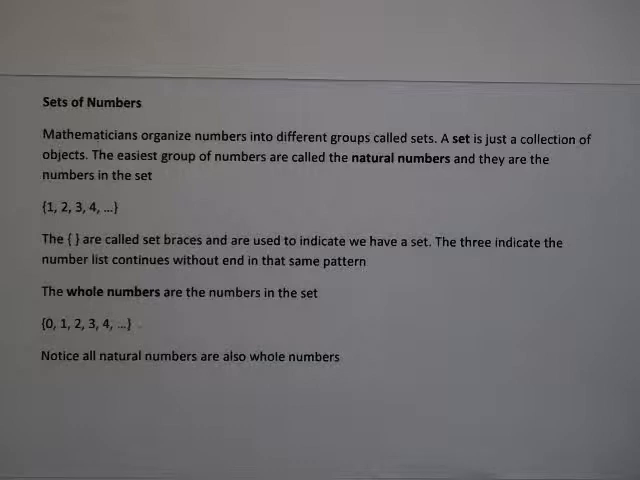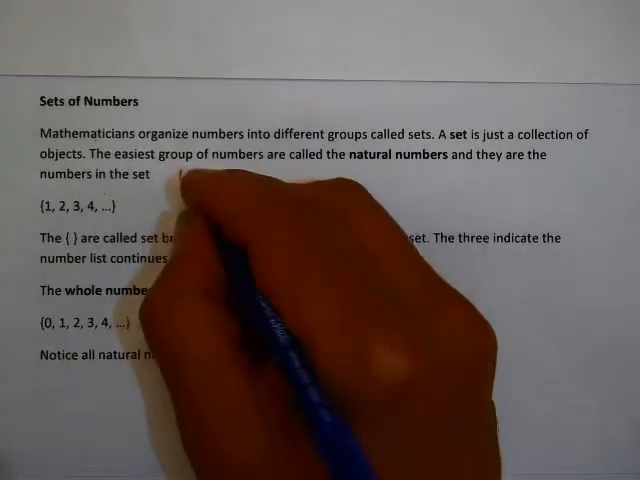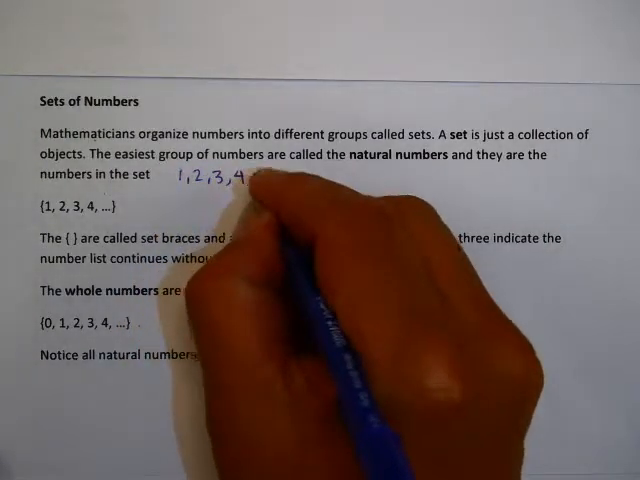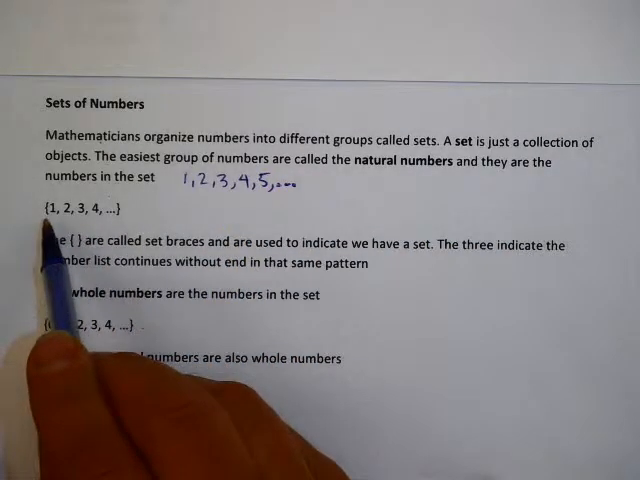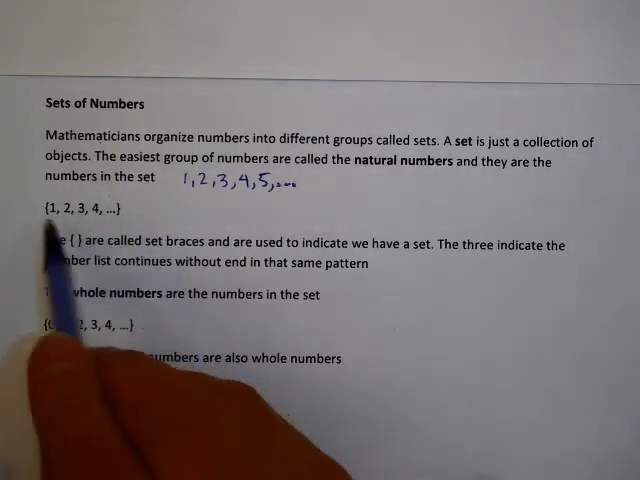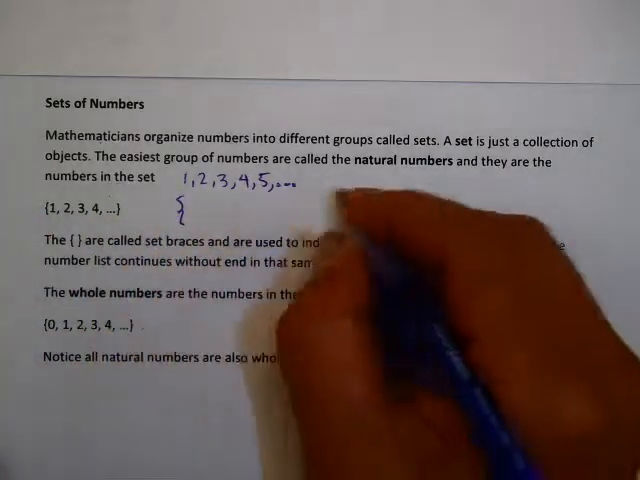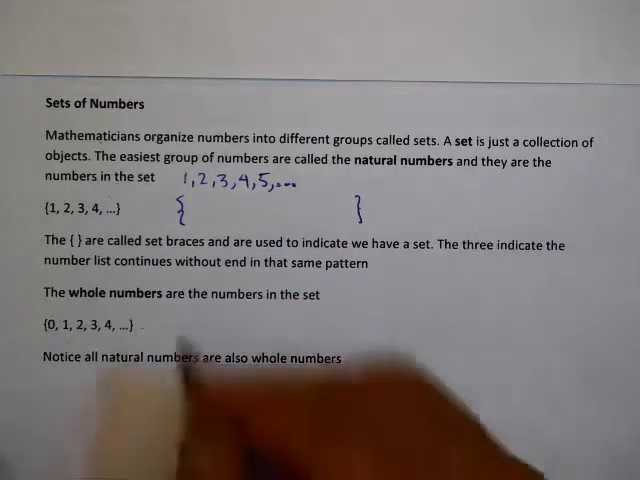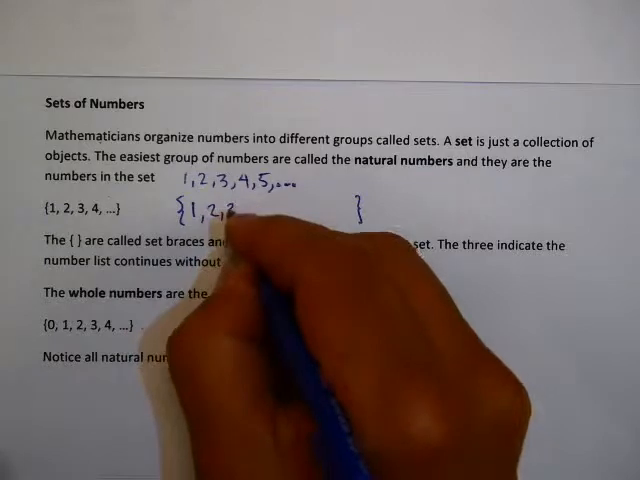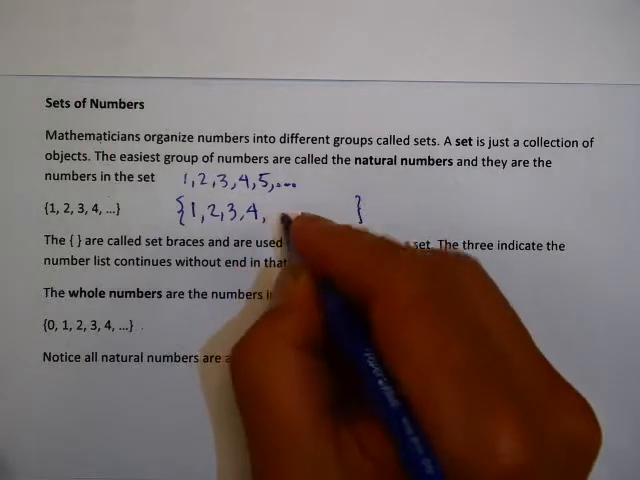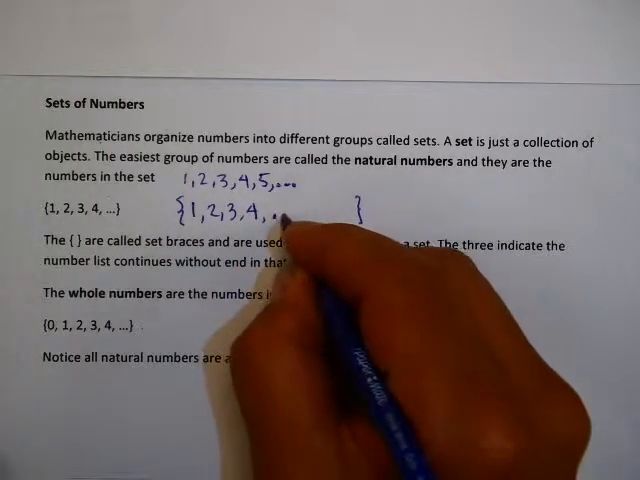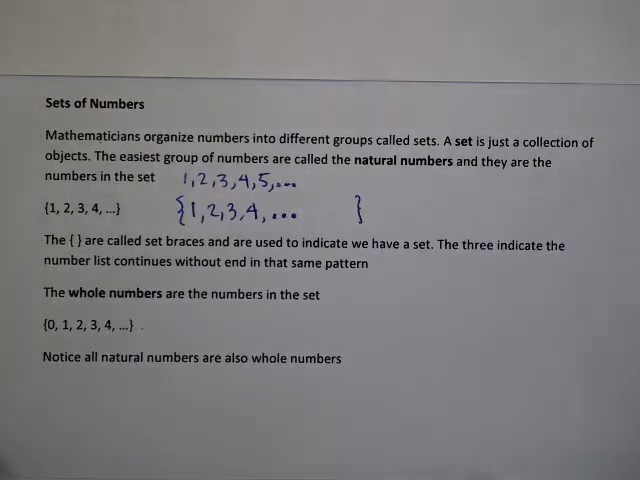The easiest group of numbers are called the natural numbers, and they are the numbers 1, 2, 3, 4, 5, and so on. The counting numbers. Mathematically, we write this down this way. We use this symbol right here called set braces to indicate that the item is a set. And then we put the numbers in a pattern inside the set, like 1, 2, 3, 4, and because I'm getting tired of writing these numbers, I go ahead and put 3 little dots there to indicate that this goes on in this pattern without end.